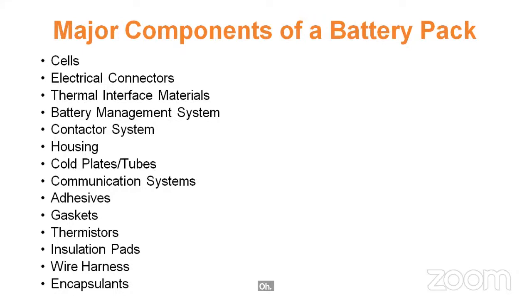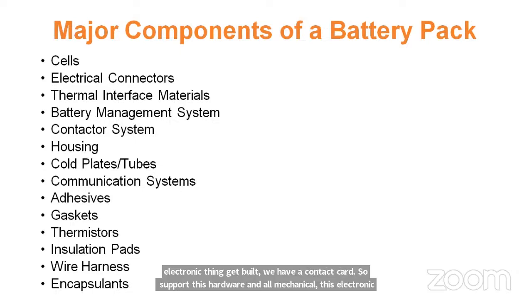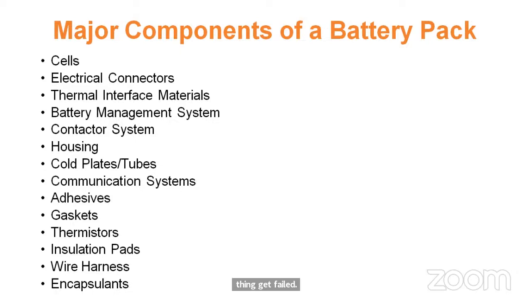So suppose the hardware and all this mechanical, electronic thing fails, then there is a rating. For example, I have a 100 ampere current rating for the contactor. If the current flowing through the contactor is beyond 100 amperes, then the contactor will switch off and disconnect the battery from the rest of the vehicle. So this is the contactor system.